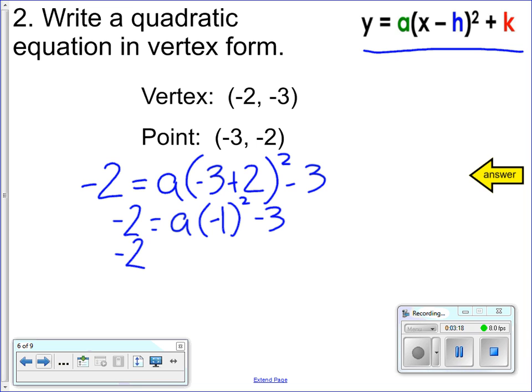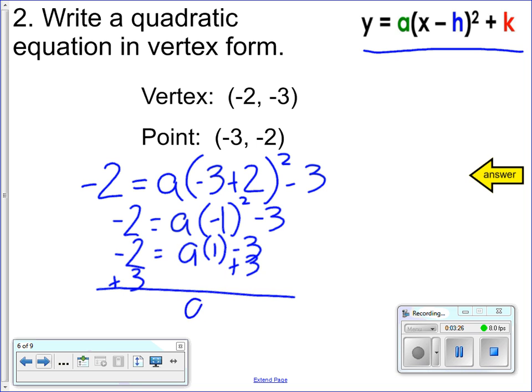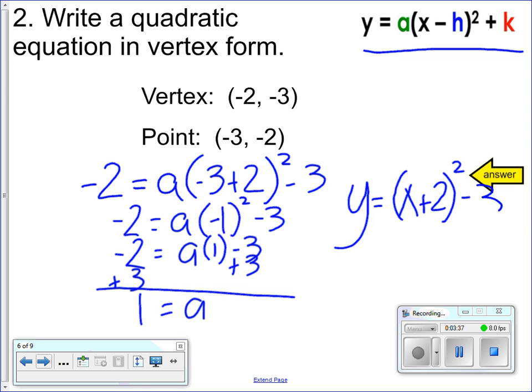So -2 equals a times 1 minus 3. So I'm going to add 3 to both sides. And a equals 1. Now we know a equals 1. We can write our equation. y equals x plus 2 squared minus 3.